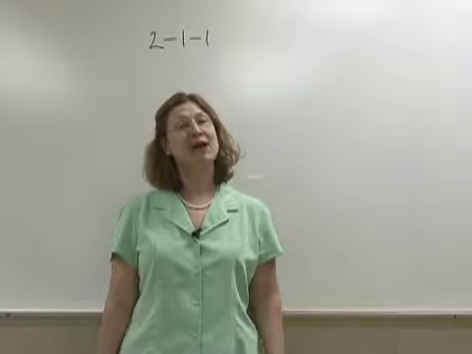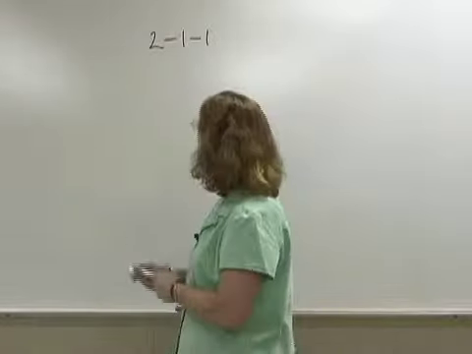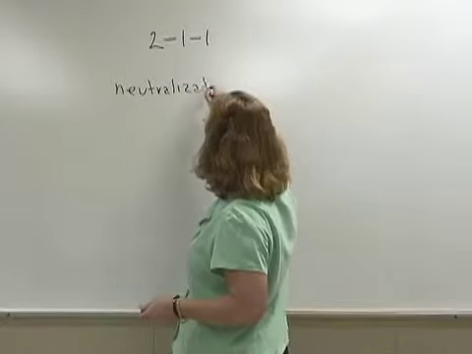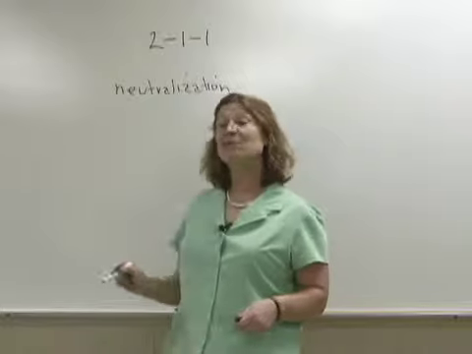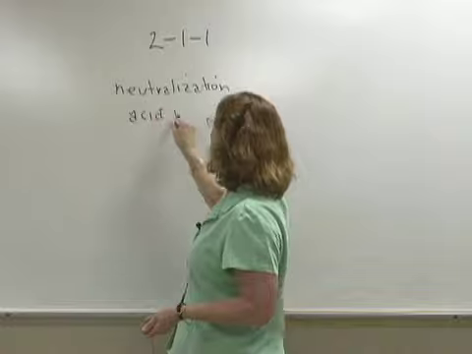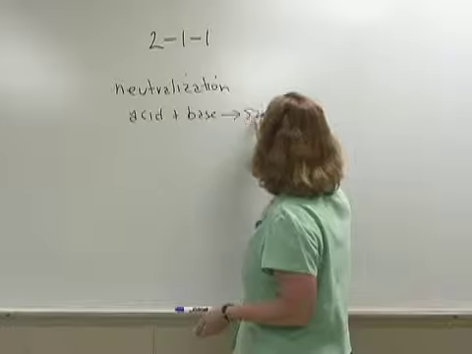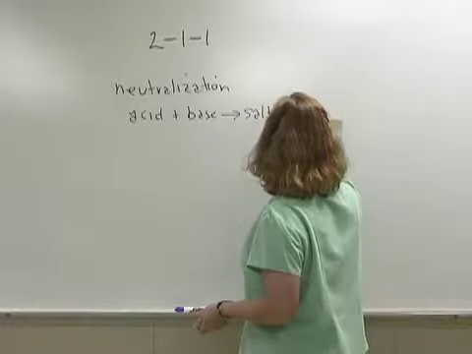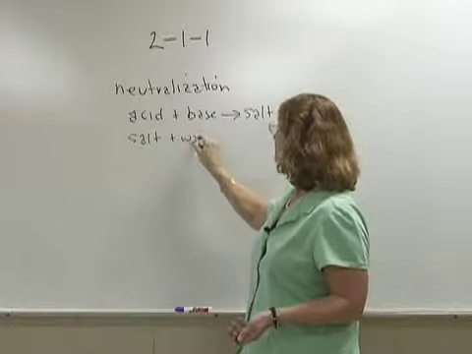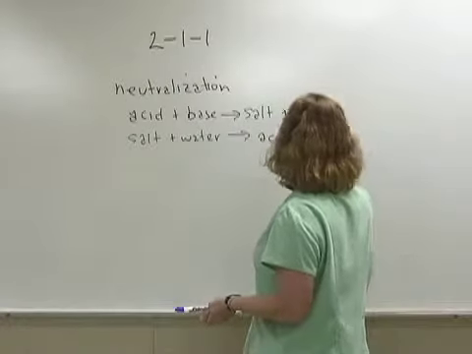Today we have to talk about 5 different types of reactions. I'm going to give you 2 of them that are called neutralization. And you might have run across these before because they're pretty common. If you have an acid plus a base, you will get a salt plus water. And likewise, if you have a salt plus water, you will get an acid plus a base.